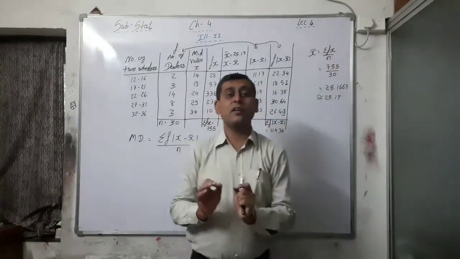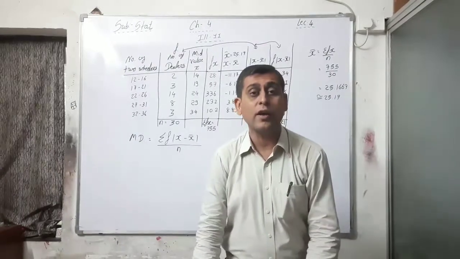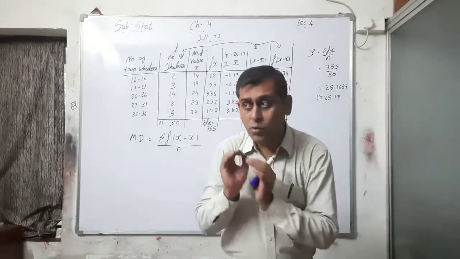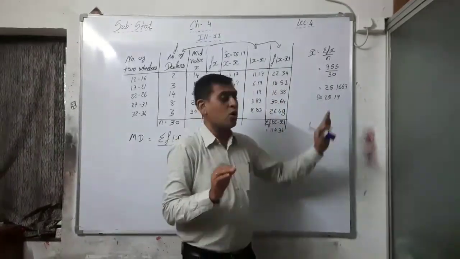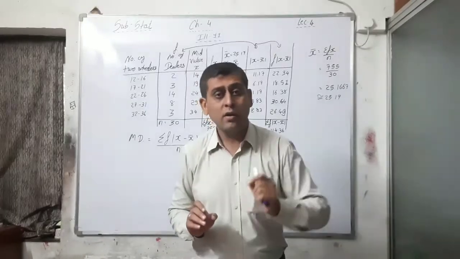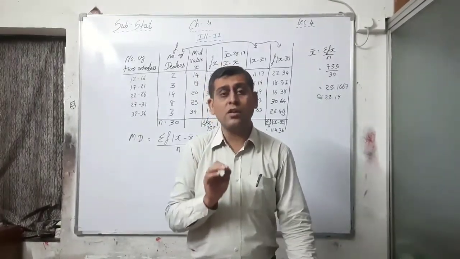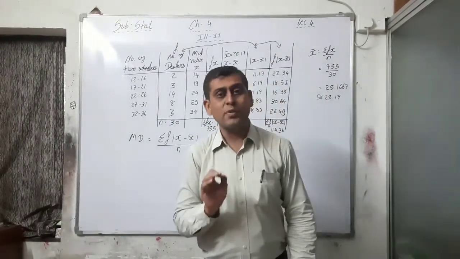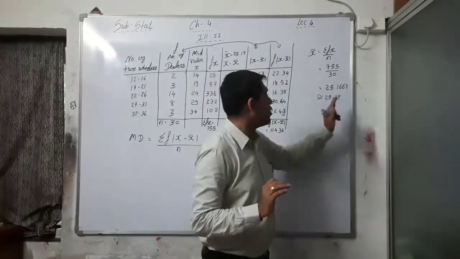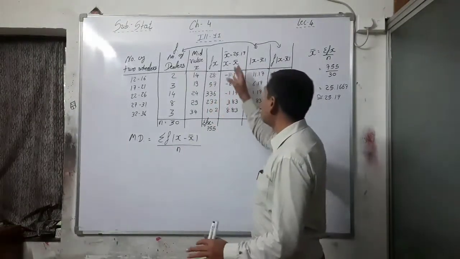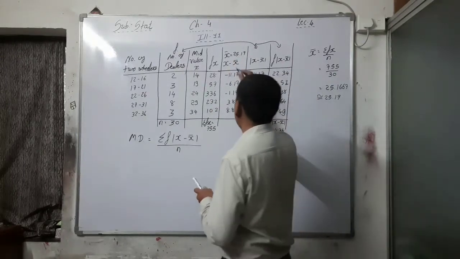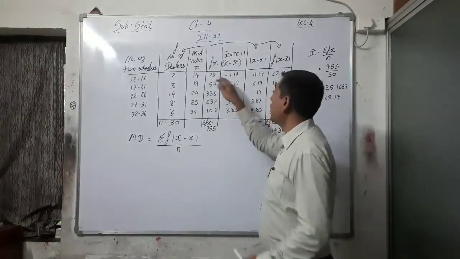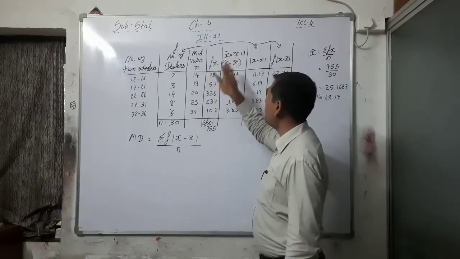X bar is not an integer but a fraction. Here there is one point of confusion: some students are confused whether the answer is wrong or not. No, it is correct. Whenever the answer is not an integer, that is, it is in fraction, you are not wrong. Sometimes it will be correct. Okay, so here your answer is 25.17. Now we have to find out x minus x bar. Here we have to write in the bracket x minus x bar, that is this minus 25.17.